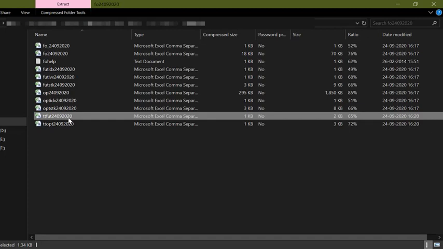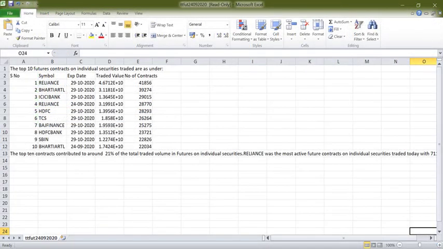Here you can see many files in the zip folder. In that, just open the file named ttfut followed by the date. Now this is the Excel file that will be opened. This gives us a list of top 10 traded futures contracts for the day. In other words, these are the top 10 securities that traded with a high volume on this date.